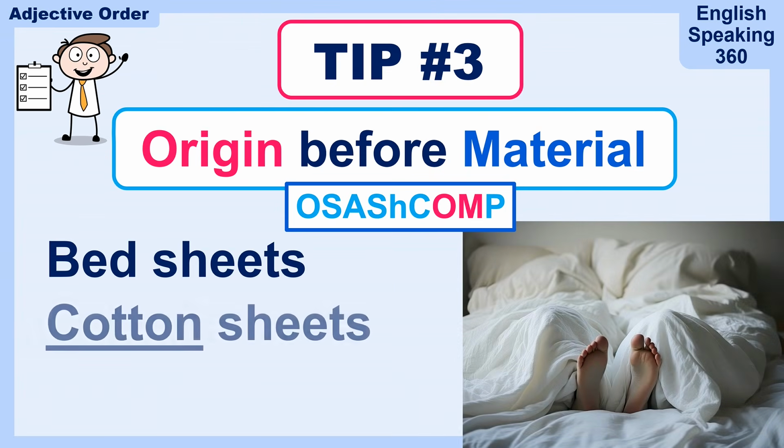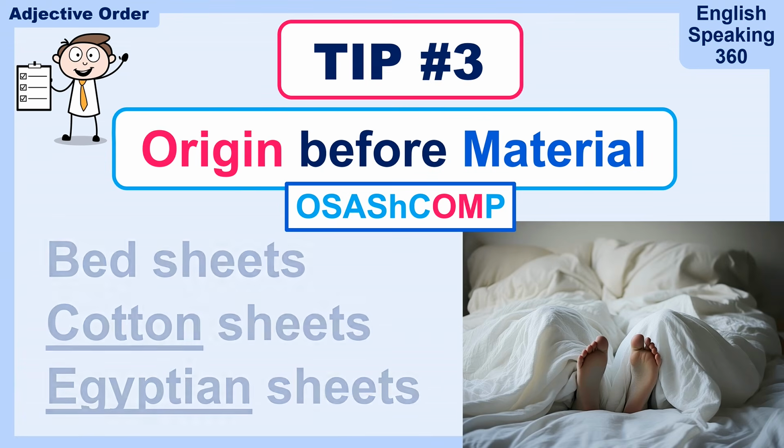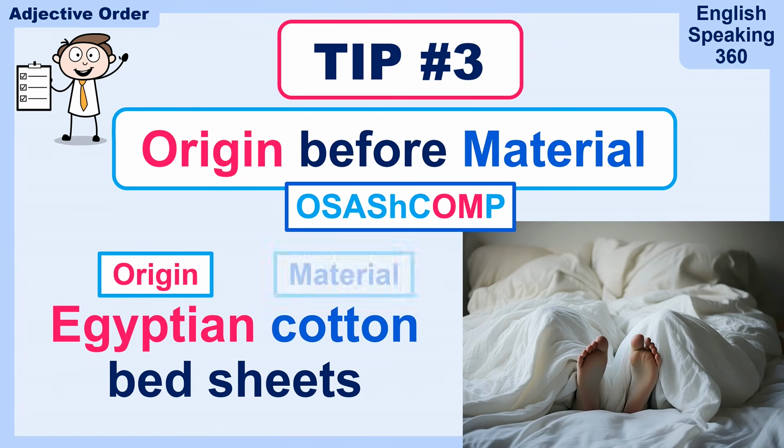Here's another example. Bed sheets, cotton sheets, Egyptian sheets. Can you make the noun phrase? Probably. You must be good by now. We would say Egyptian cotton bed sheets. Egyptian shows the origin and cotton is the material.